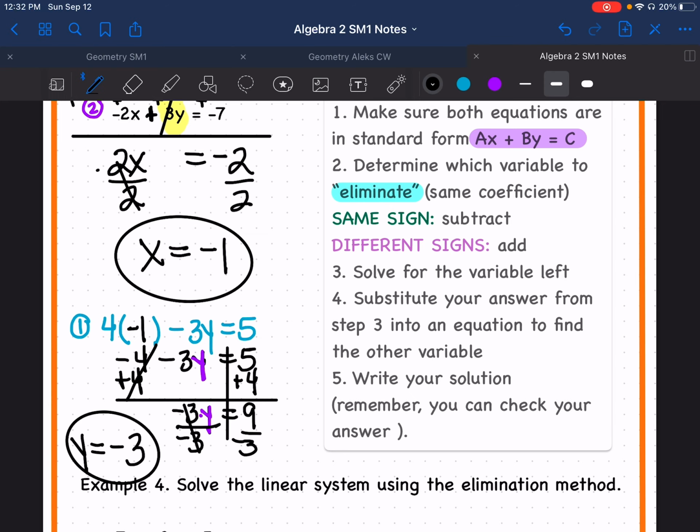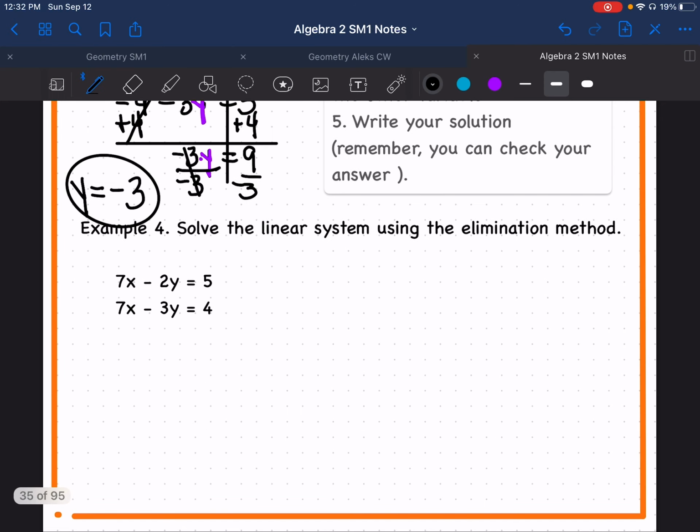Let's take a look at another one. Solve the linear system using the elimination method. So once again, remember you want to look to see if we have the same coefficient, or that they're in standard form. 7x minus 2y equals 5. A is 7, B is -2, C is 5, and 7x minus 3y equals 4. A is 7, B is -3, C is 4. So we're in standard form.